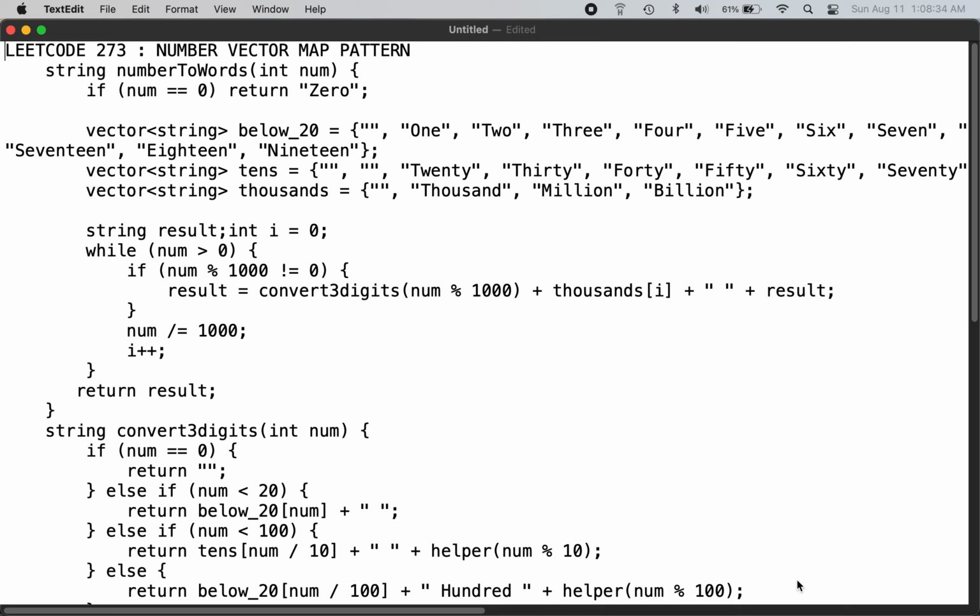Let's discuss LeetCode problem number 273, converting a number into written words, the kind of thing you learned in early stages like kindergarten or first grade.